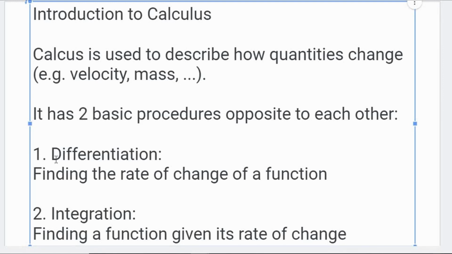Both procedures are based on the fundamental concept of limits. This is what makes calculus different to other mathematical topics. But what is a limit? And how does it work under the context of calculus? Let's understand limits a bit more through a simple physics experiment.